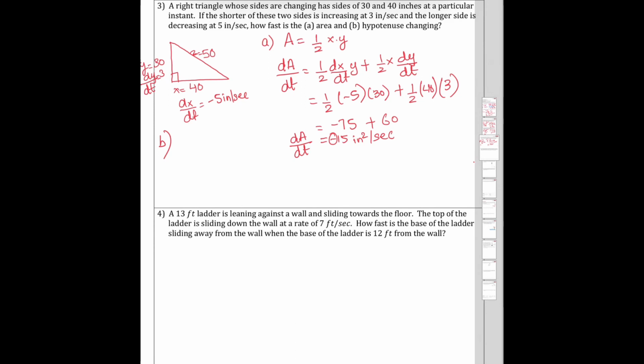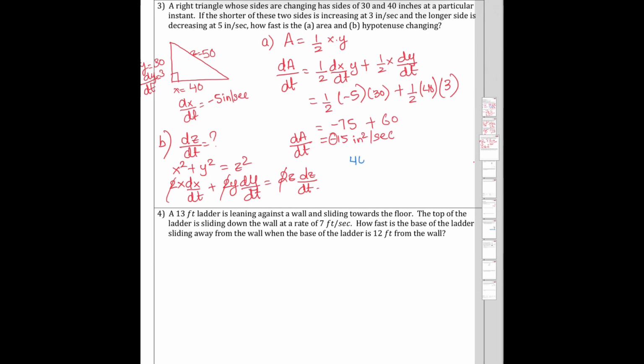Part B says, the hypotenuse changing. So basically I'm looking for dz/dt. I want to find my dz/dt. So I'm going to use my Pythagorean theorem, and take the derivative on both sides with respect to time. So it will be 2x dx/dt plus 2y dy/dt equals 2z dz/dt. Again, my 2's cancel out, and I'm left with, I'm going to substitute all in.